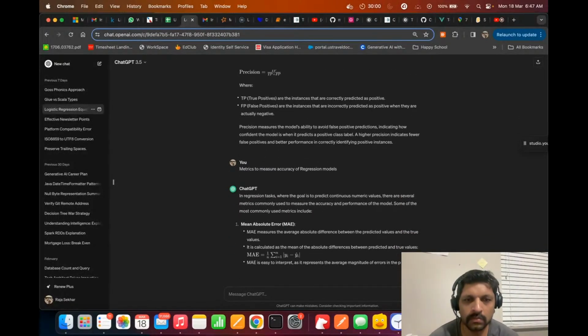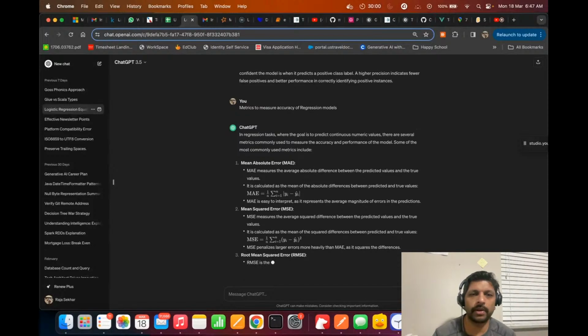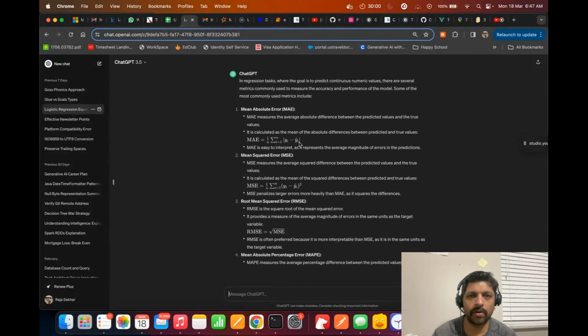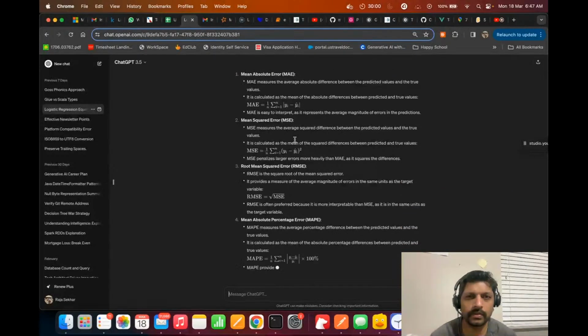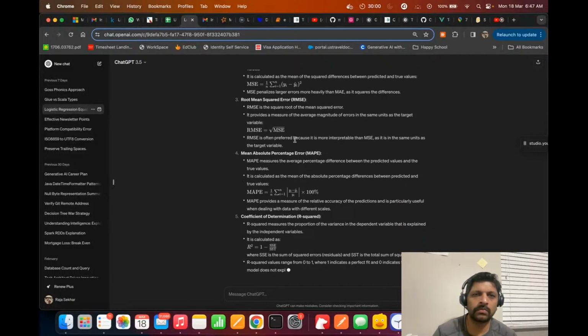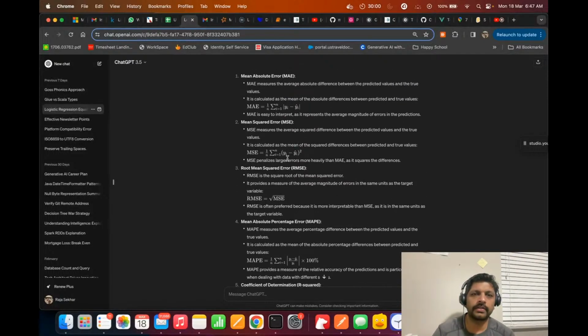Okay, now let's look at mean absolute error that we discussed. This is the formula: sum of the modulus of yi minus yi predicted, divided by n. Mean squared error is the sum of (y minus yi) whole squared, by n. Root mean squared error is the square root of MSE. It provides a measure of the average magnitude of errors in the same units as the target variable. It is often preferred because it is more interpretable than MSE, as it is in the same units as the target variable.